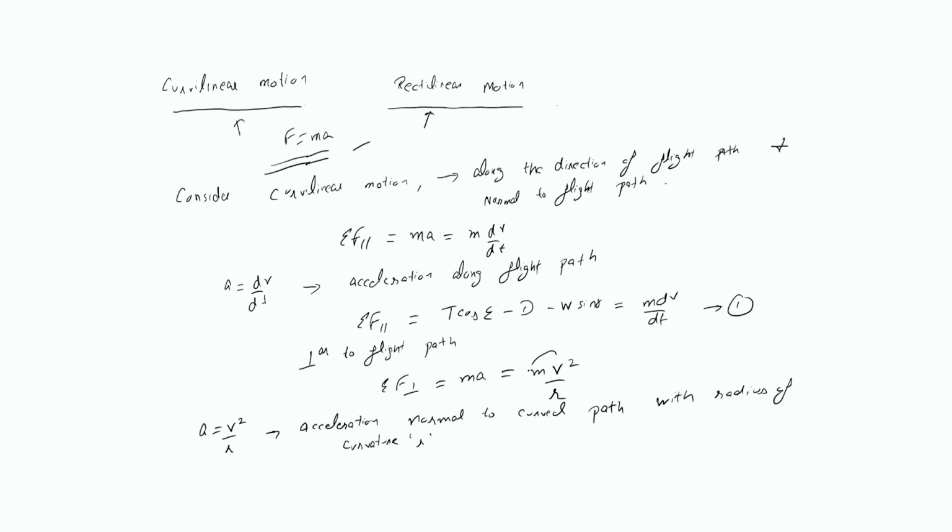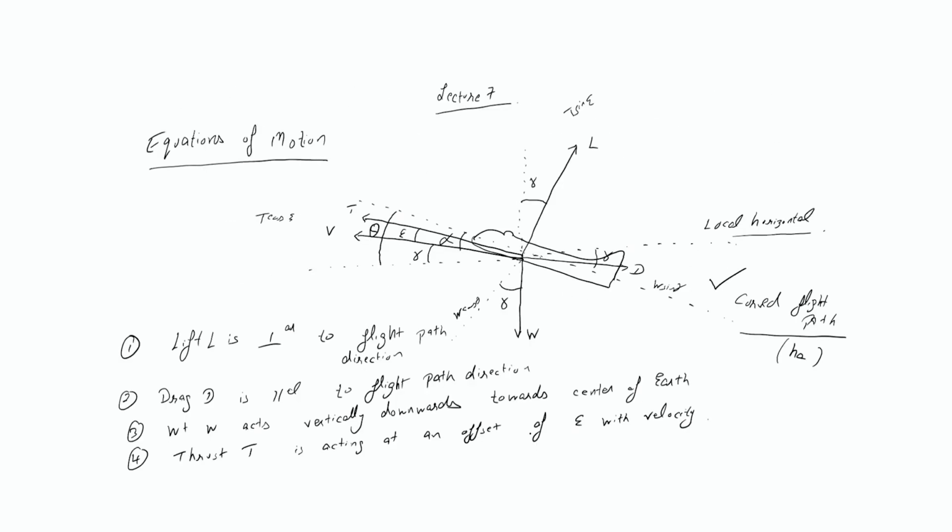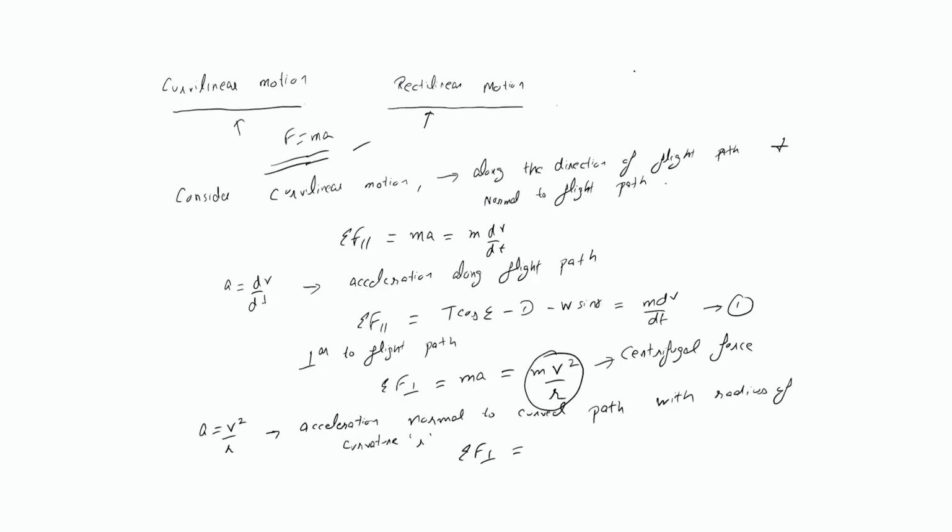Okay, and mv square upon r is actually a centrifugal force. Alright, now I can write the summation of all the forces perpendicular. Now we'll go back to the figure again. The perpendicular is T sine epsilon, here T sine epsilon will be positive.